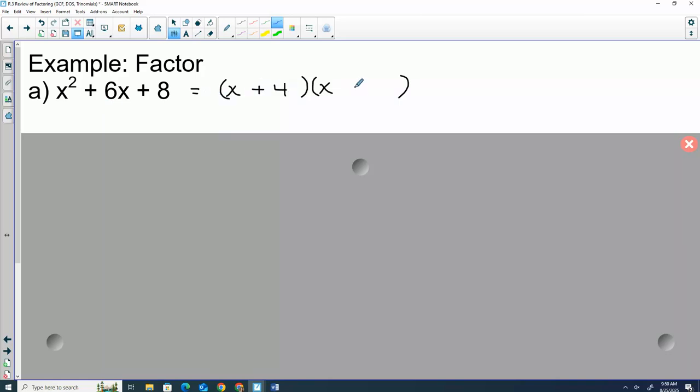Positive 4, positive 2. 4 times 2 is 8. 4 plus 2 is 6. Does it matter if I put x plus 2 in the first parenthesis and x plus 4 in the second one? No. Totally fine. You just have to have both parentheses.